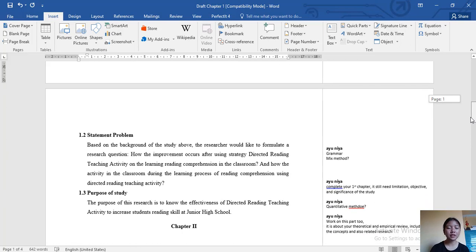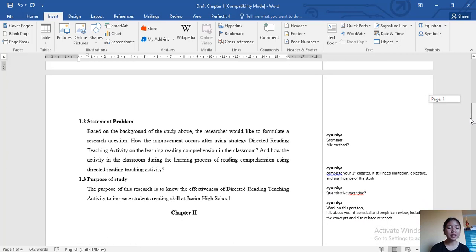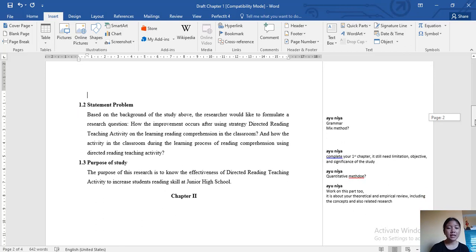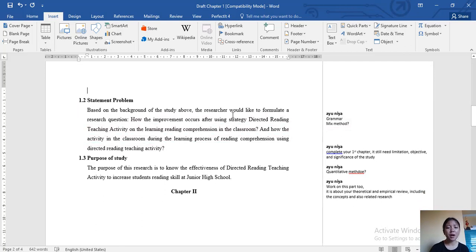Next, we move to the next page. This is about the statement of the problem and purpose of the study. In the statement of the problem, you have two research questions about how the improvement is and how the activity is during the learning process. When I saw the statement of the problem, I think this is a mixed method, because the first one is quantitative, meanwhile the other is qualitative. So I think at first it will be held in mixed method.